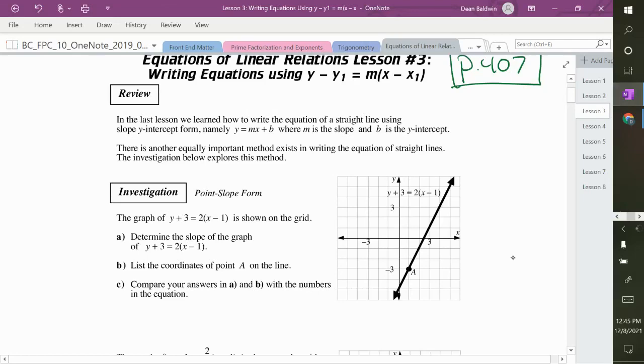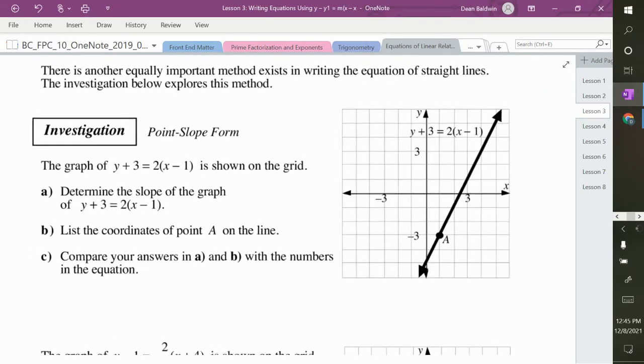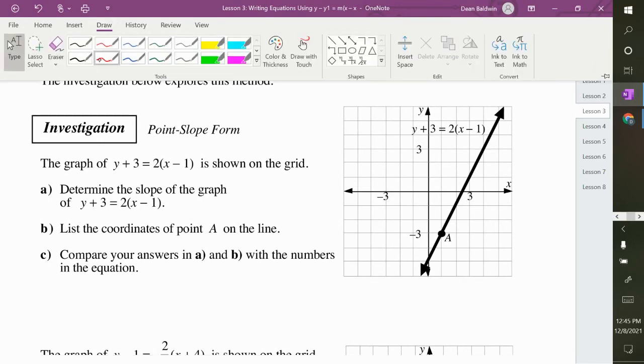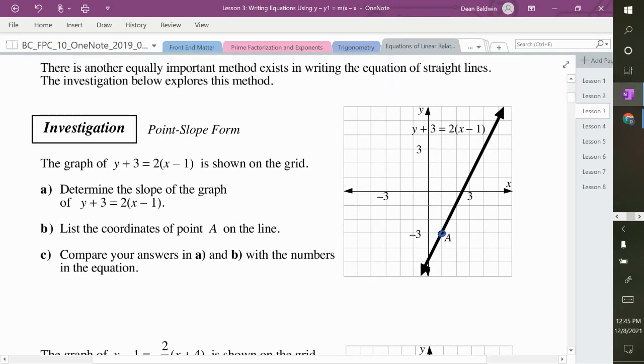We have a line here. We have point A right here. What are the coordinates of point A? X, Y coordinates of that point? 1, -3. Okay. Can you measure the slope of this line?